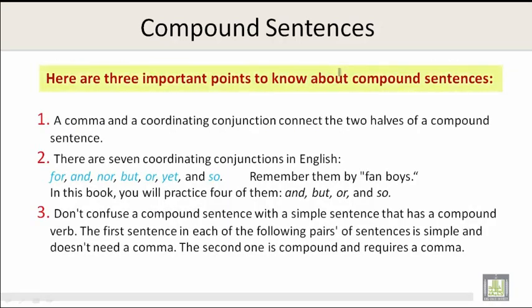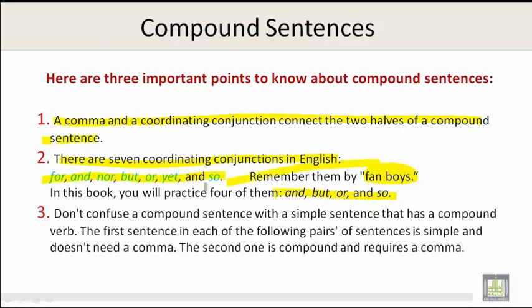Here are three important points to know about compound sentences. A comma and a coordinating conjunction connect the two halves of a compound sentence. There are 7 coordinating conjunctions in English: for, and, nor, but, or, yet, and so. Remember them by fanboys. In this book, you will practice 4 of them: and, but, or, so.